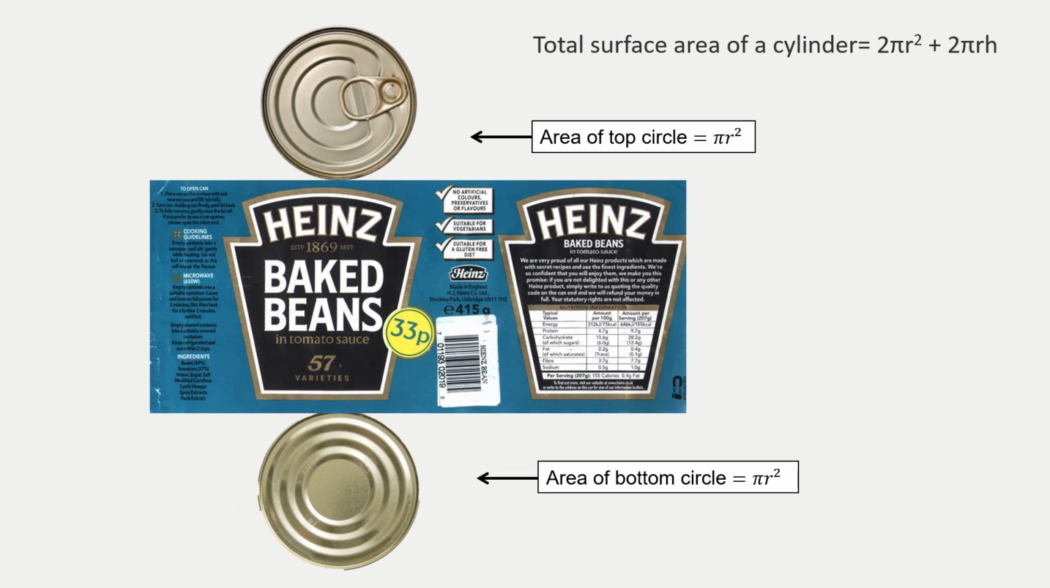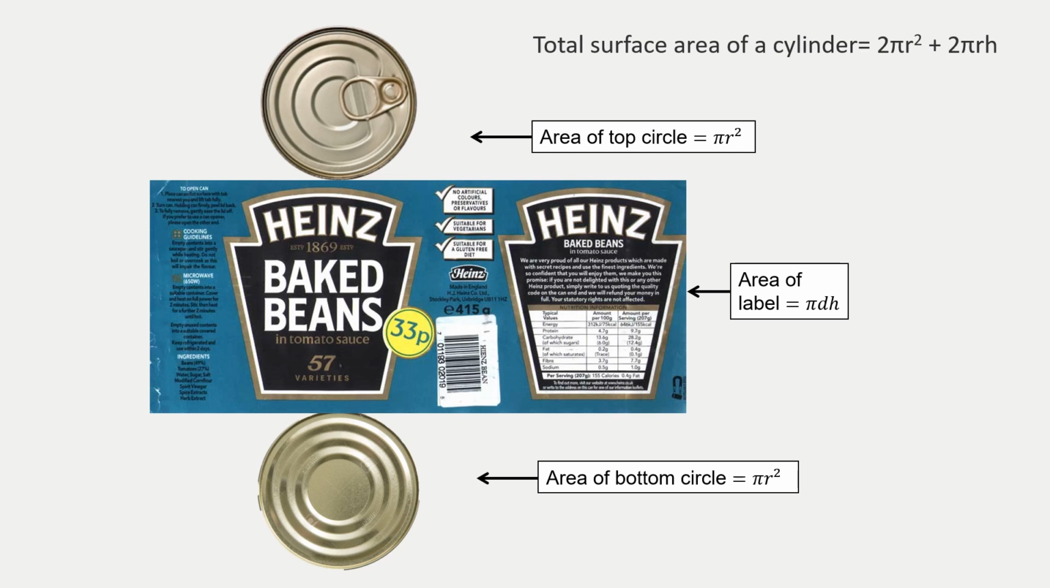You need to add this also into the shape, so the total surface area of the cylinder will become 2 pi r squared plus 2 pi r h. So we are taking the height and length of the rectangle as well here.